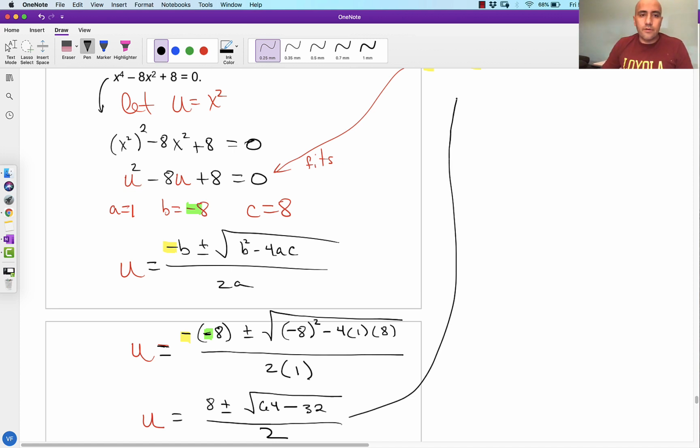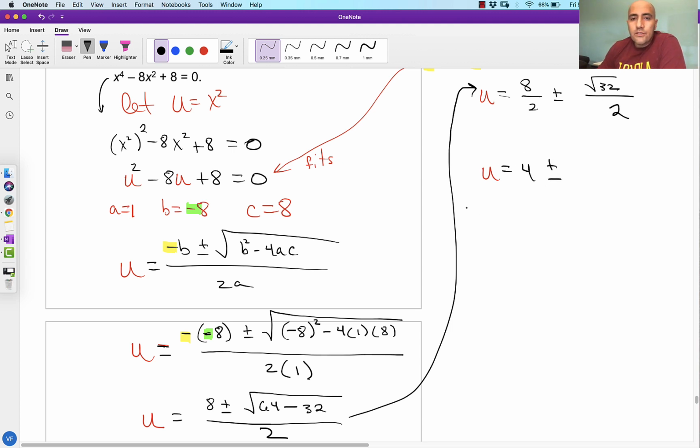So let's put this up here. So that means that my u is really going to be equal to 8 over 2 plus or minus square root of 32 over 2. And we can factor this out. This simplifies. U equals 4 plus or minus.